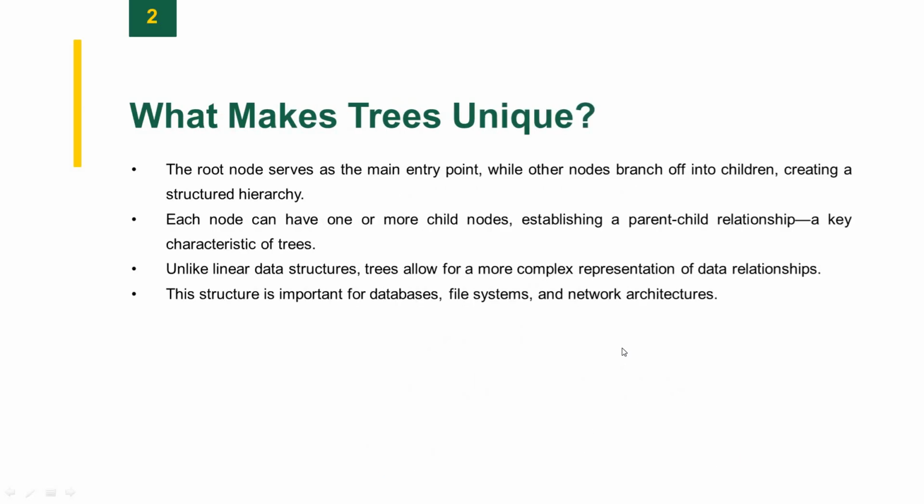What makes trees unique? The root node serves as the main entry point, while other nodes branch off into children, creating a structured hierarchy. Each node can have one or more child nodes, establishing a parent-child relationship, a key characteristic of trees. Unlike linear data structures, trees allow for a more complex representation of data relationships. This structure is important for databases, file systems, and network architectures.